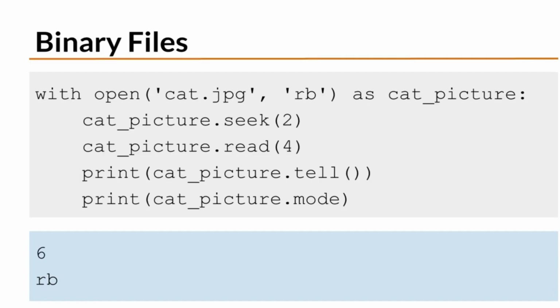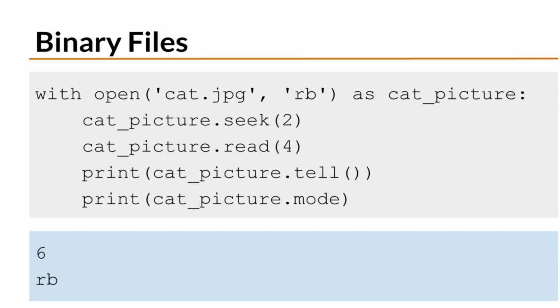The main thing to remember about binary files is that you are dealing with bytes, not characters. The read method accepts bytes as an argument when dealing with binary files. Remember that the read method accepts characters when the file is opened as a text file.